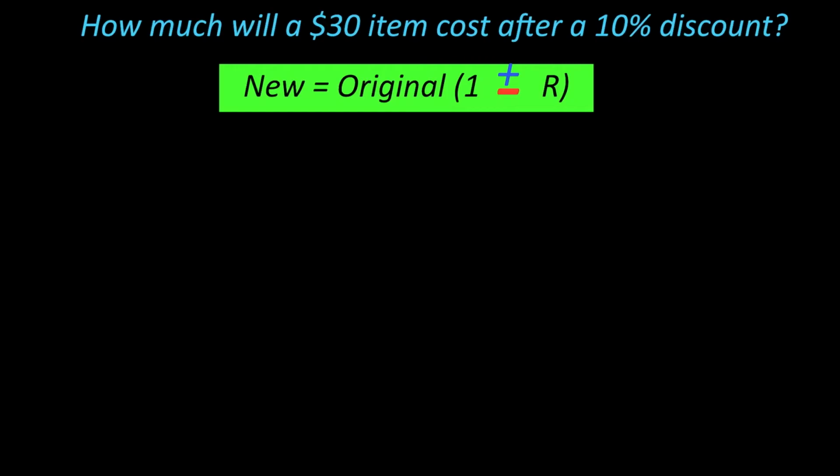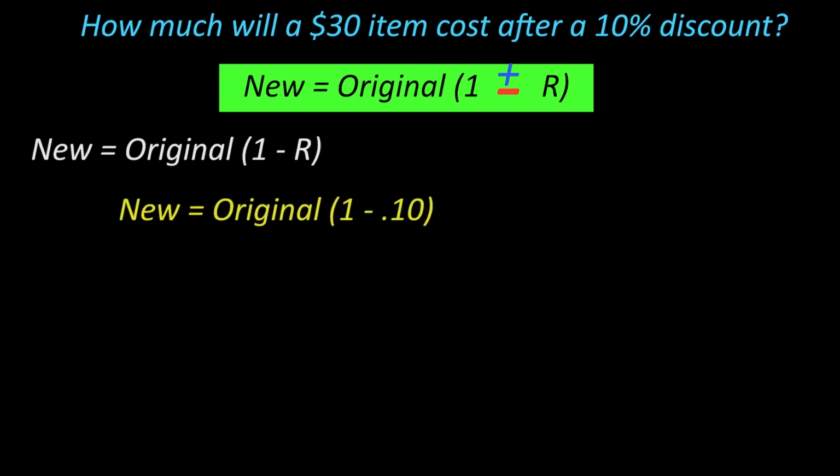Here's another example. $30 item, 10% discount. Because the word discount is in the problem, we know intuitively our final price is going to be lower. We're going to use the 1 minus r version. We're going to convert 10% to 0.10. 1 minus 0.10 is 0.90. Again, very intuitive. This is the way we write 90%.